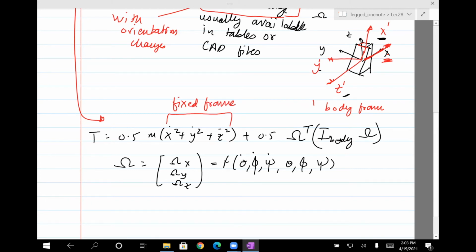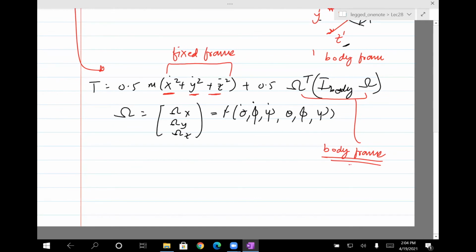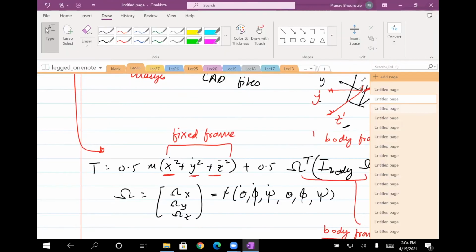We find the kinetic energy due to translation in the fixed frame. However, we find the energy due to rotation about the body frame, which means that you need to find the position in the fixed frame, world frame, global frame, and you need to find the angular velocity in the body frame so that you can use this formula. So once we have this formula, then we can use the same formula for Euler Lagrange equations to get the equation. So we have L, which is T minus P.